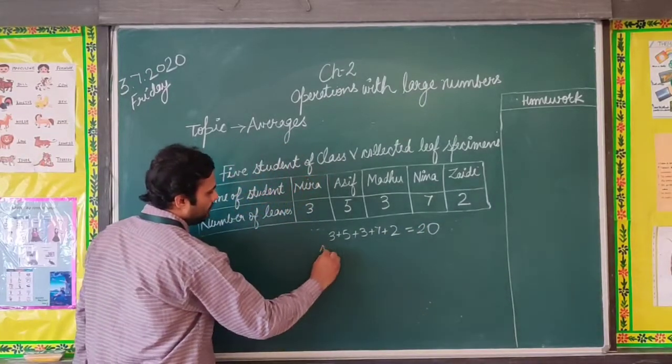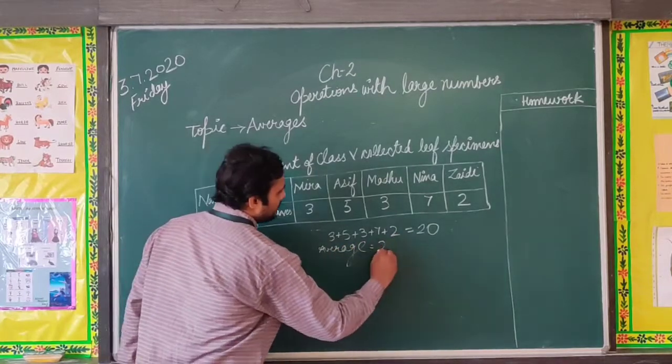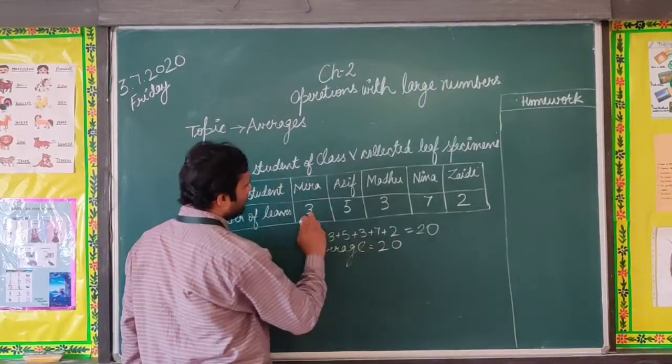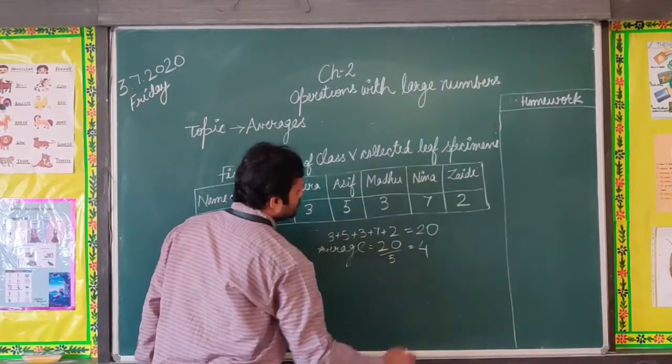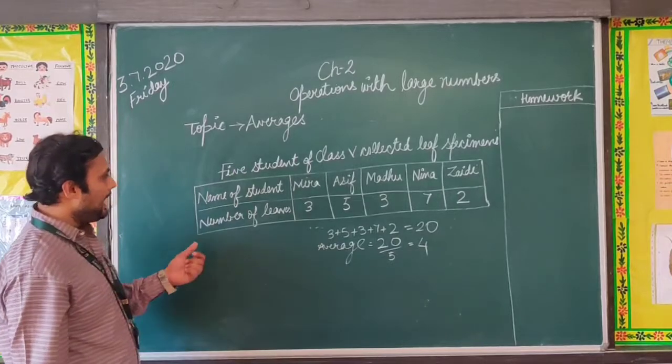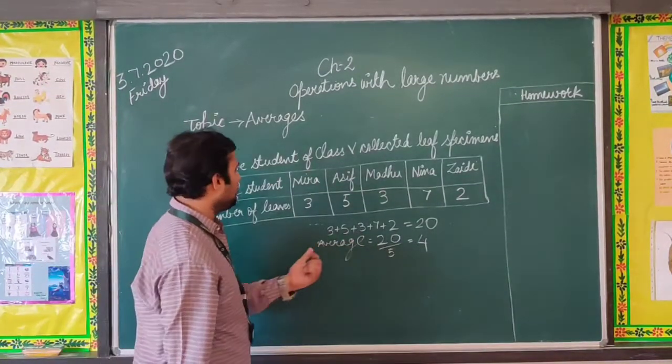And the average? The sum is 20. How many numbers are there? 1, 2, 3, 4, 5. 20 divided by 5 is 4. So we can say that on an average, 4 leaves are collected by each student.